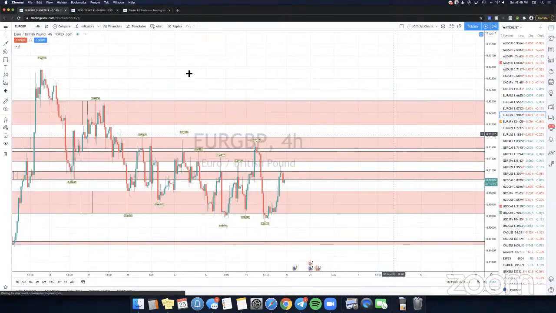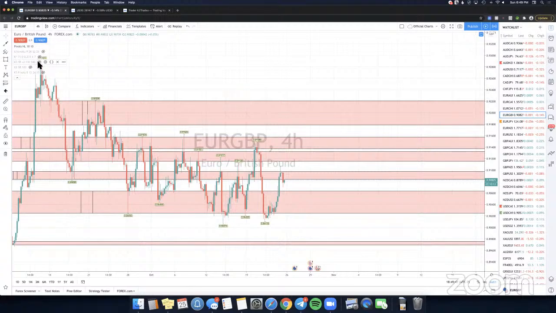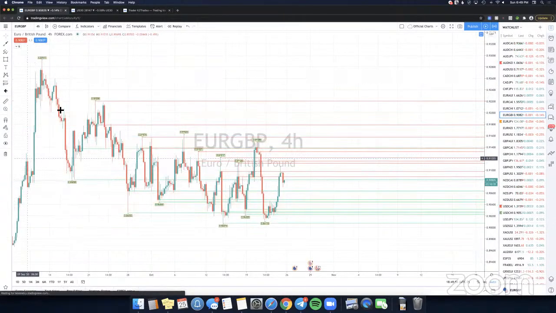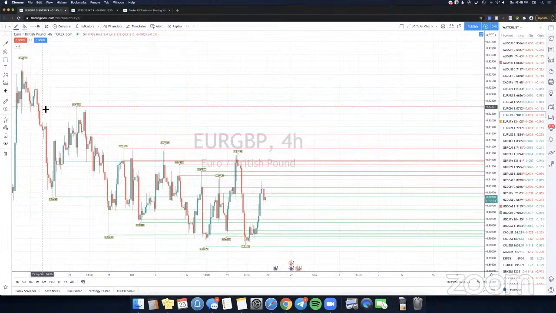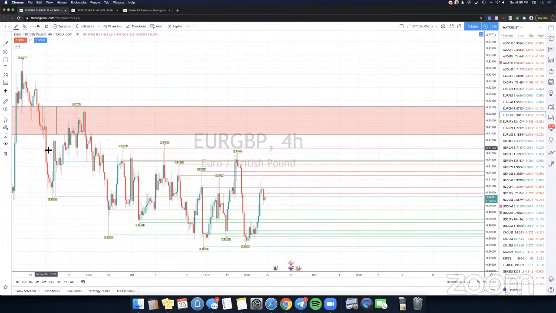All right, on to the next one, EG. Looks like there's new zones, so I'm going to delete everything, zoom out of here real quick, and then draw these zones. So there goes that zone.